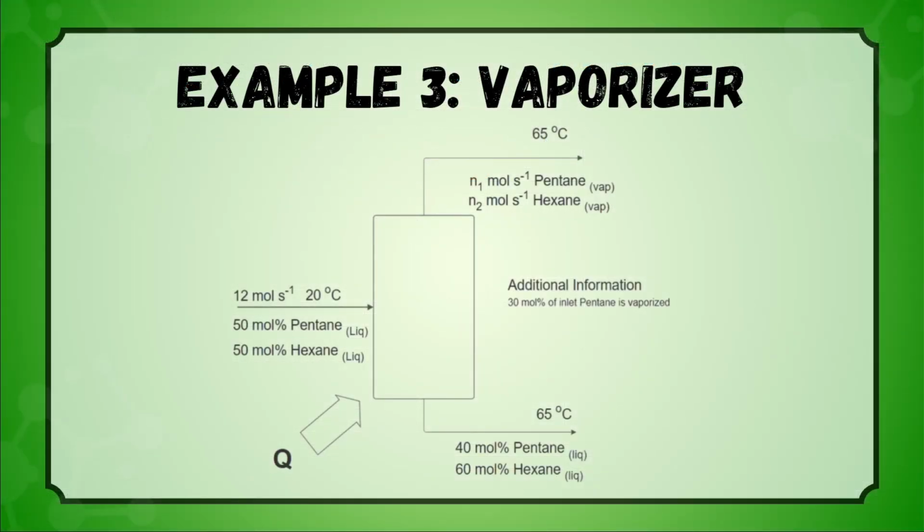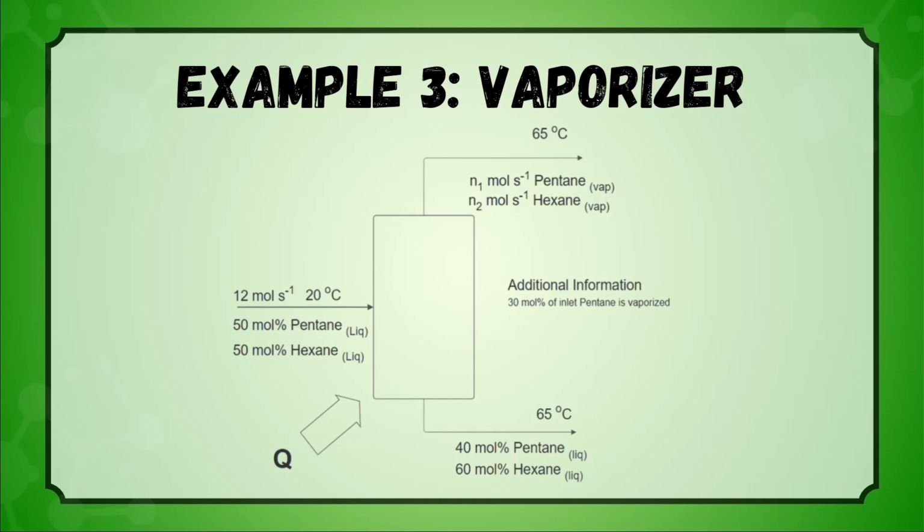In the third example, we will look at a vaporizer where we have multiple substances, phase changes, and a partially vaporized outlet stream. The feed stream is equimolar, consisting of pentane and hexane, entering at 12 moles per second and 20 degrees Celsius. Both the liquid and vapor exit at 65 degrees Celsius. The outlet information tells us that 40 molar percent of the liquid phase is pentane and that 30% of the pentane in the feed is vaporized.